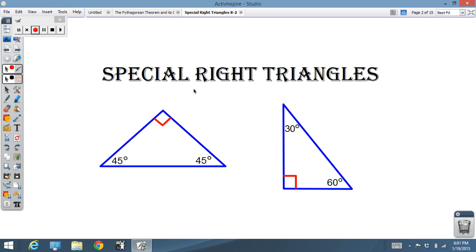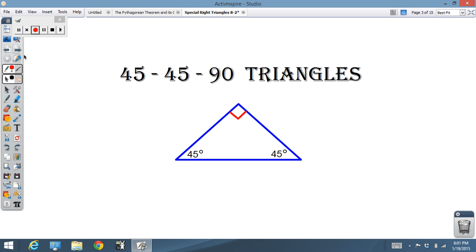All right, special right triangles. Once again, we name them by their angles, and they are named 45, 45, 90 and 30, 60, 90. Of course, they all add up to 180 because they have to, but that's what the two special right triangles are. Here's what makes them special. All right, 45, 45, 90 triangles.